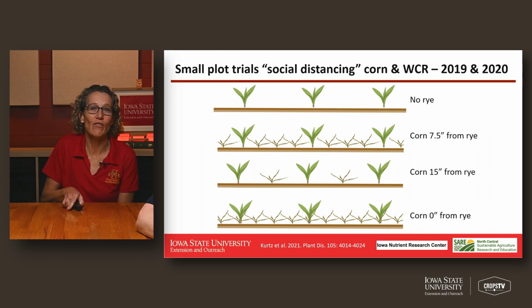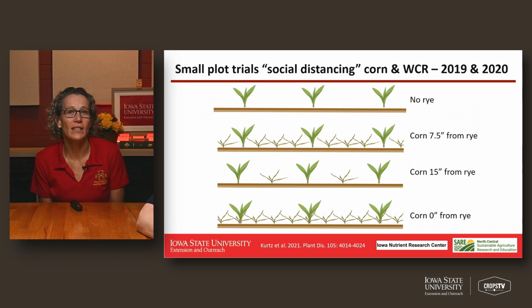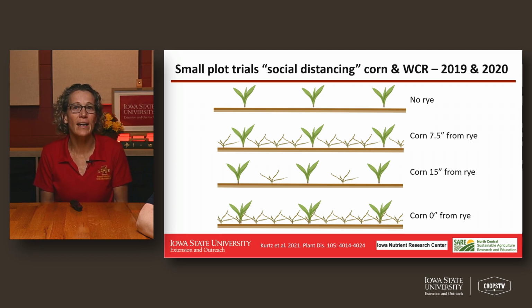In Sarah's work, she had small plot trials where she socially distanced the corn from the winter cereal rye. We always have a no rye control. And then we have the rye that is drilled down the bottom, so that we're planting the corn directly into the rye. In a lot of cases, that corn seedling is 0 to about 3.5 inches from that rye.